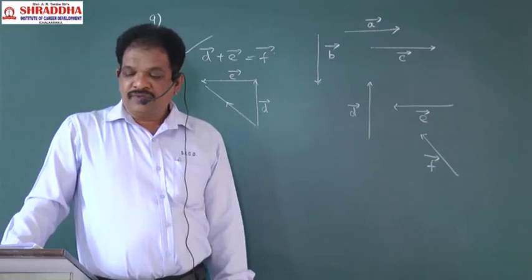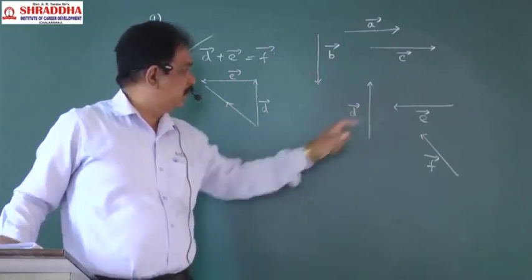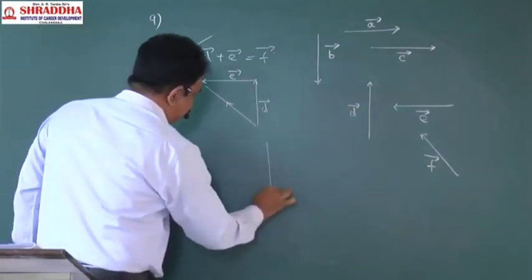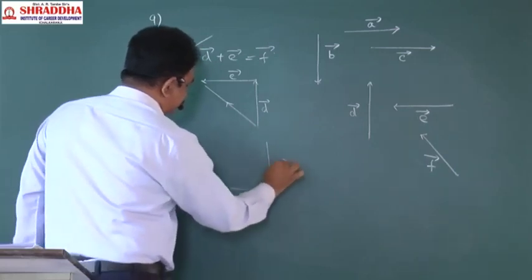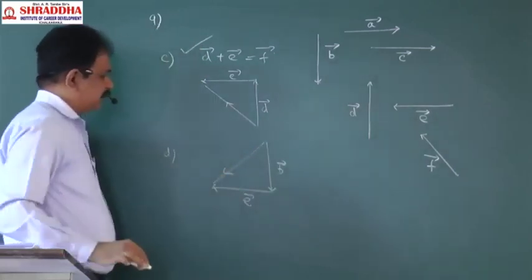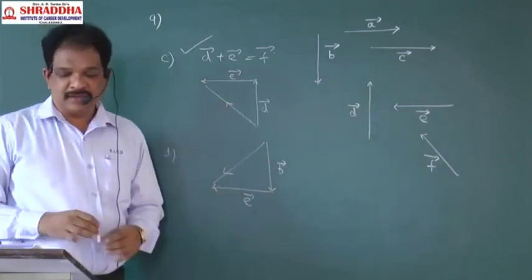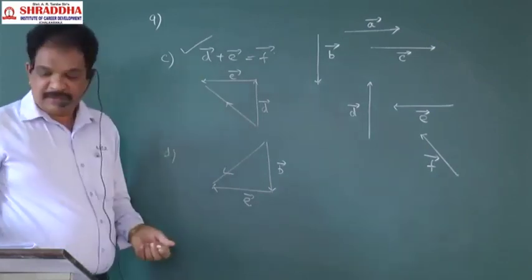Clear? Fourth option you see, B bar plus E bar. B bar plus E bar. This will be like this. It is quite opposite to it. So that is also not the answer. So C will be the correct option for it.